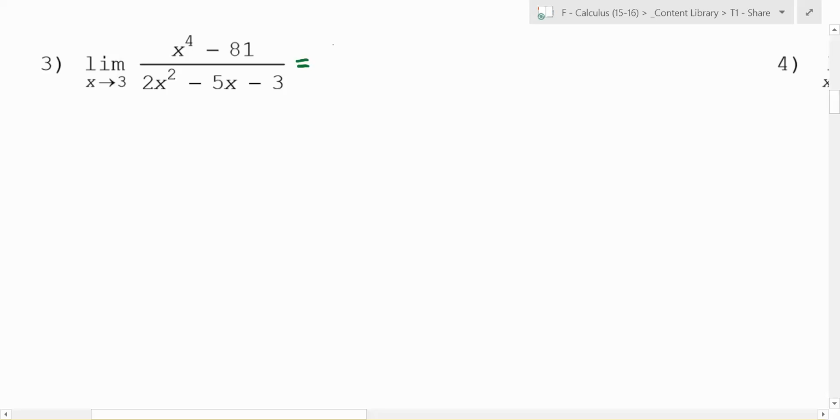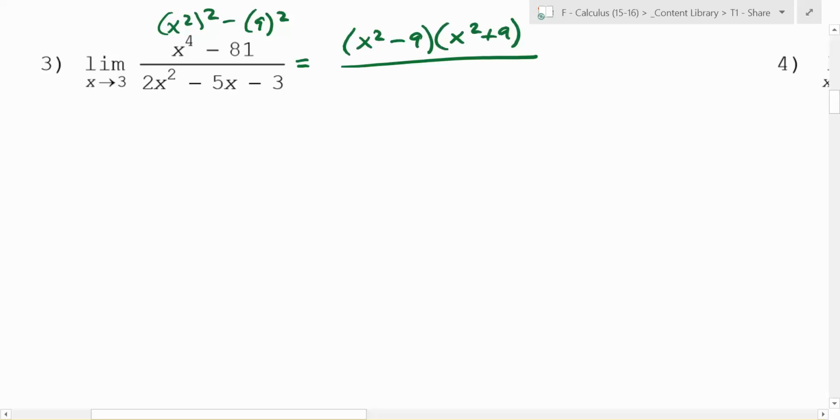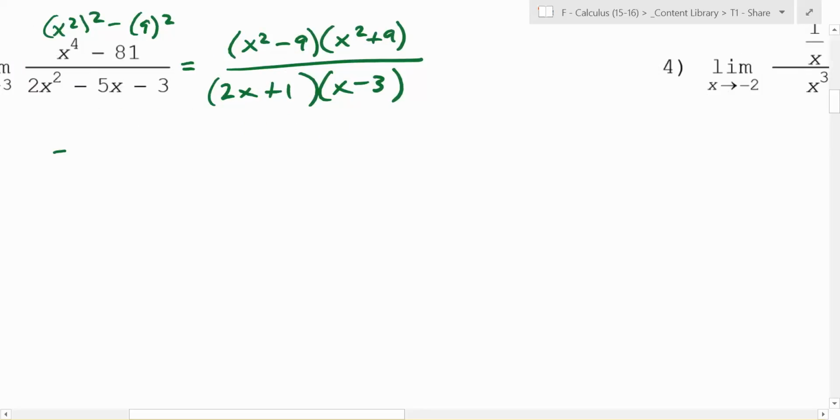Well, hold on. That's the final form. Let's do an intermediary here. This is x squared squared minus 9 squared. So what's the first one going to be? x squared minus 9 times x squared plus 9. And let's factor the bottom here. This is one I'm sure you've seen before. It's 2x plus 1 and x minus 3. Can't factor the denominator anymore, but can you factor the numerator?